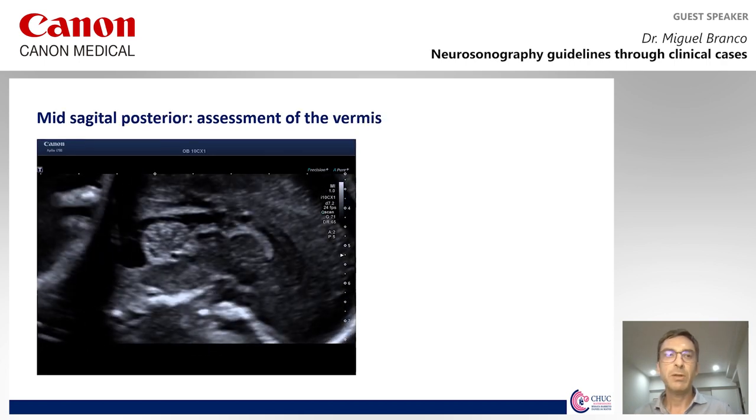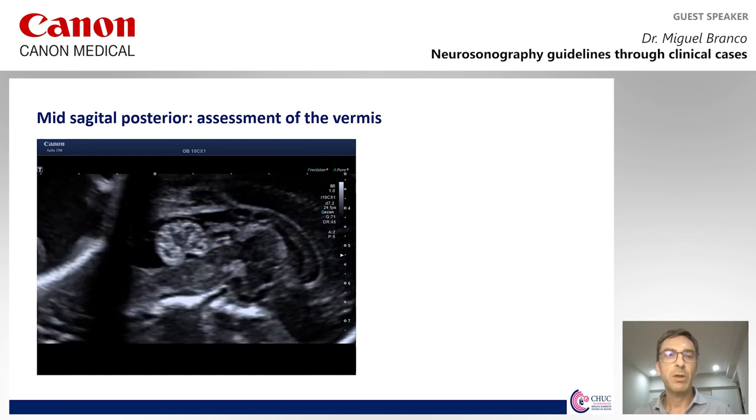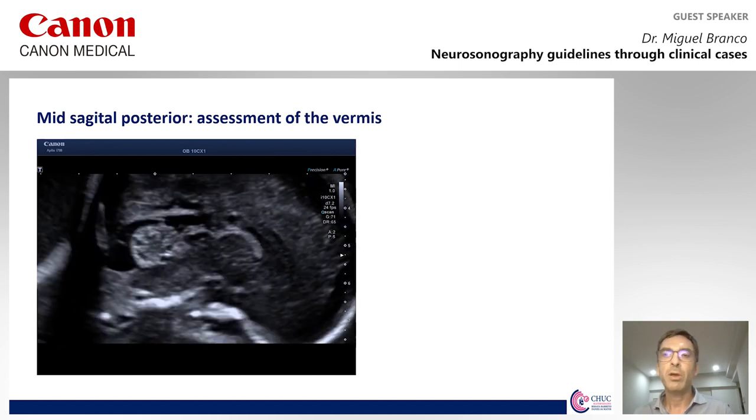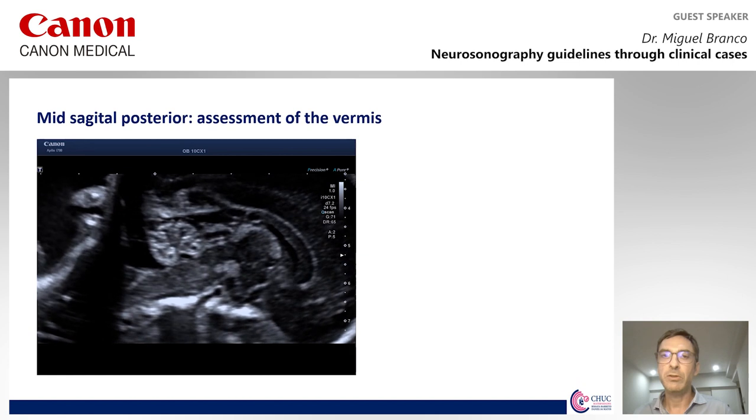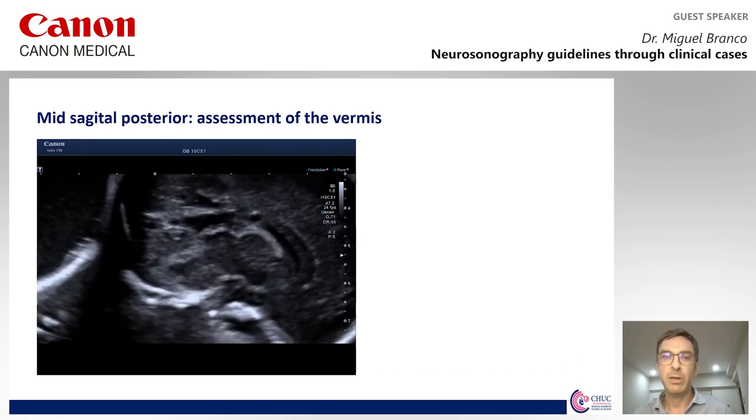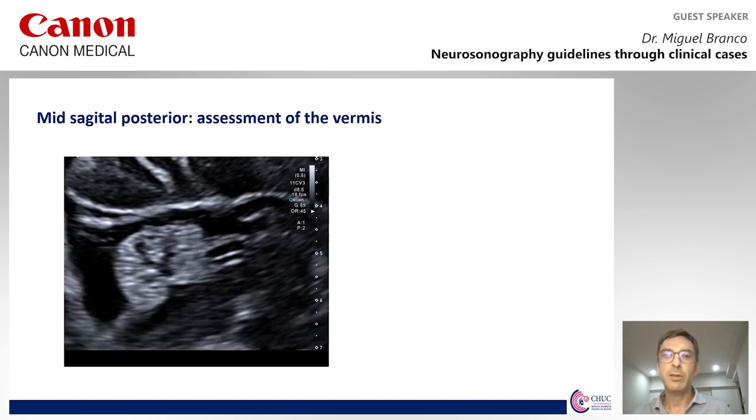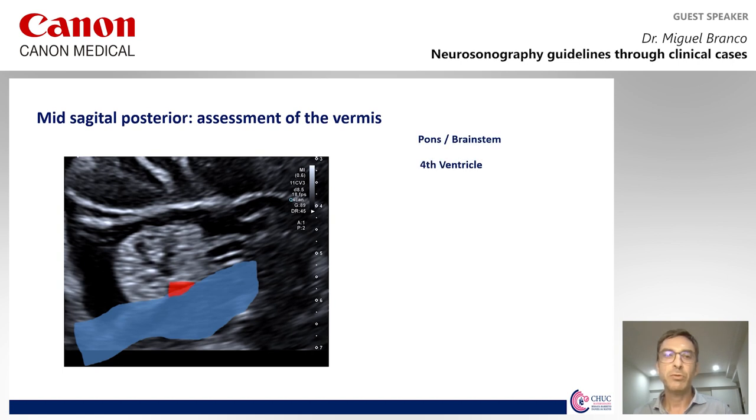To have a sagittal assessment of the posterior fossa, we must assess via the posterior fontanelle, and here we can identify the brainstem, the fourth ventricle, the vermis, and the sylvian aqueduct.